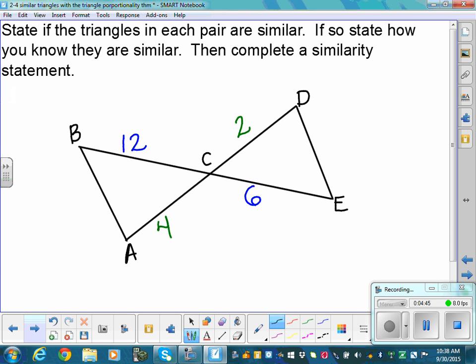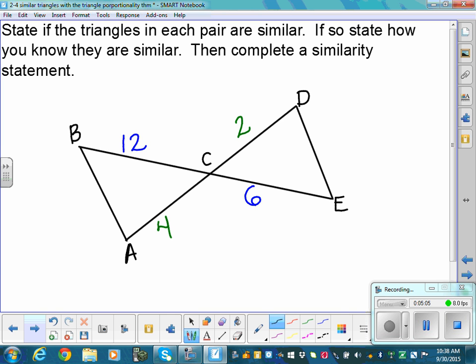So it says, state if the triangles in each pair are similar. If so, state how you know they are similar. Then complete a similarity statement. Okay, so does everybody remember two lessons ago when we were learning about angle, side, side, angle, side, side, side, side, and which one did I miss?